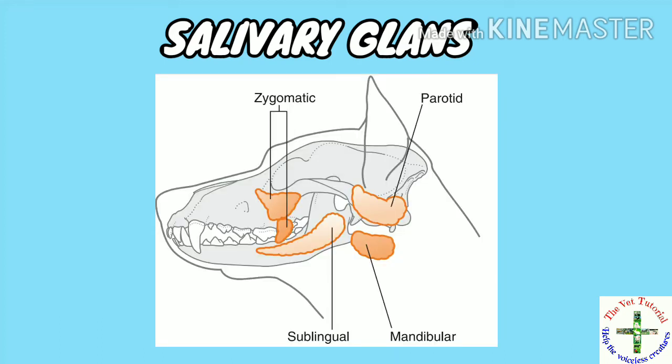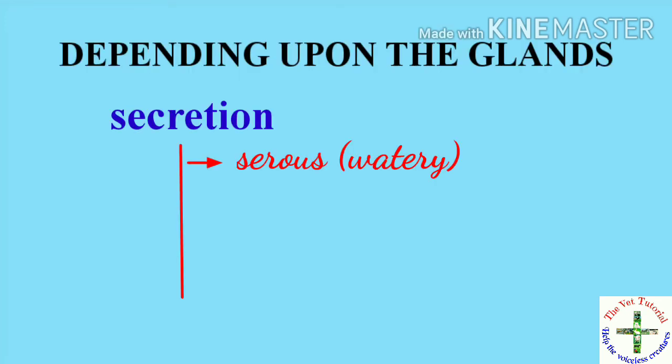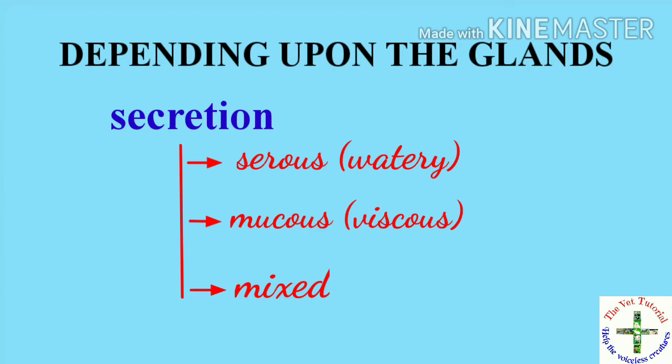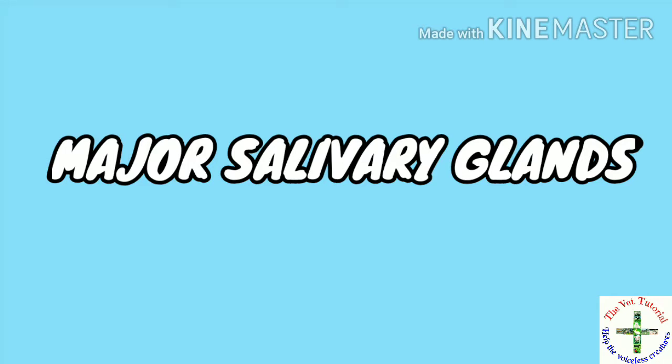There are three main salivary glands, or we can say three major salivary glands, that is parotid, mandibular and sublingual gland, along with multiple smaller minor glands such as zygomatic. Depending upon the glands, the secretion can be serous, that is watery, or mucous, that is viscous, or we can say mixed, that is both serous and mucous type. Here we are going to study about major salivary glands.